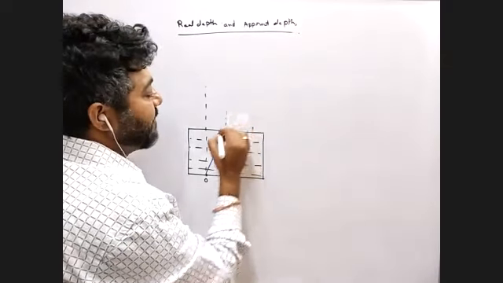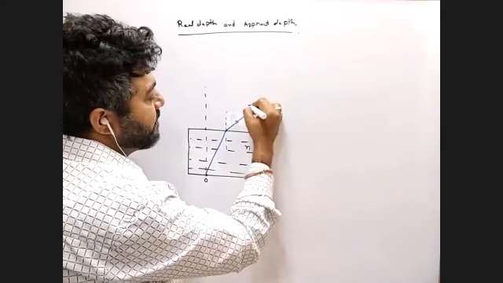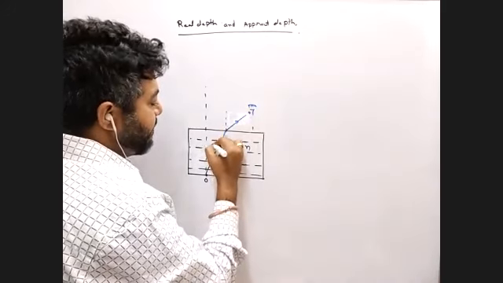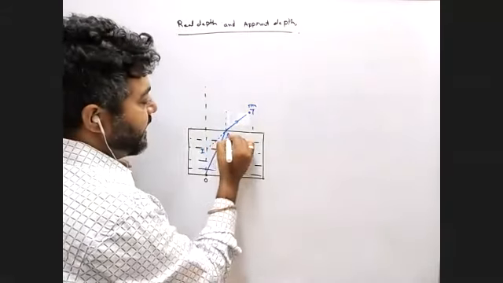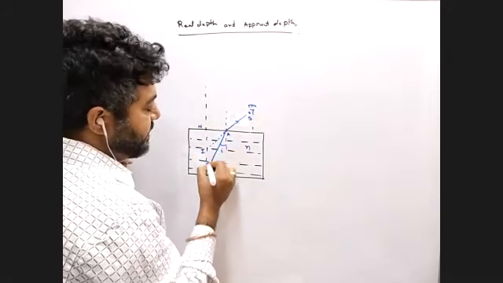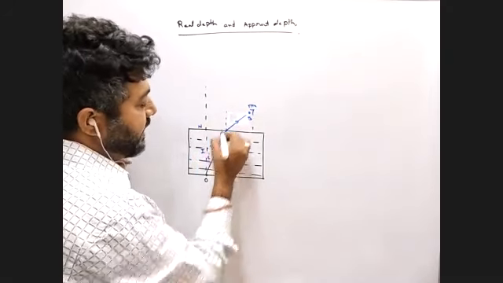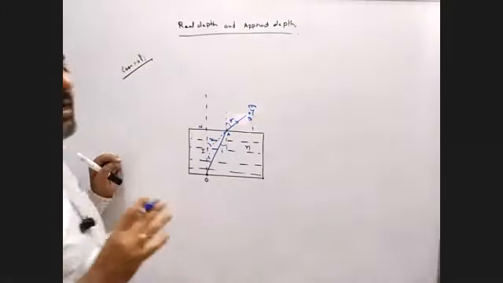It is moving away from the normal. If anyone sees it from outside, it appears like this. So we can say OAB, we can say N. This angle is the incident angle, so this angle is I. This is the refracted ray, so this is R.